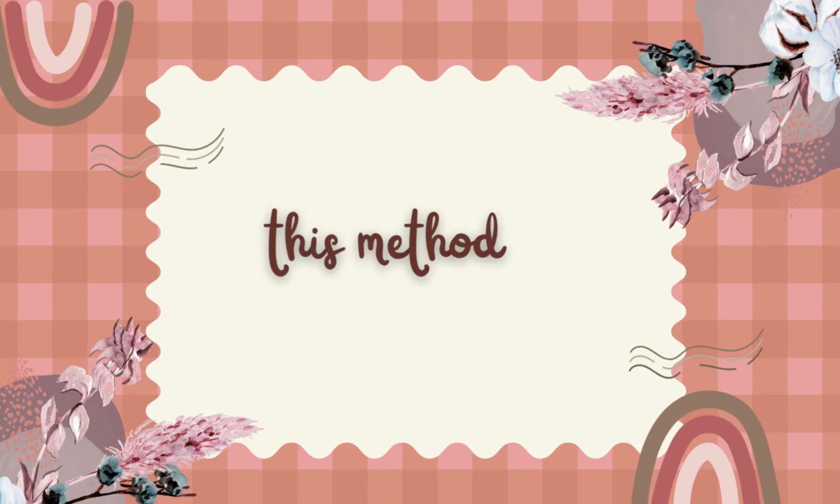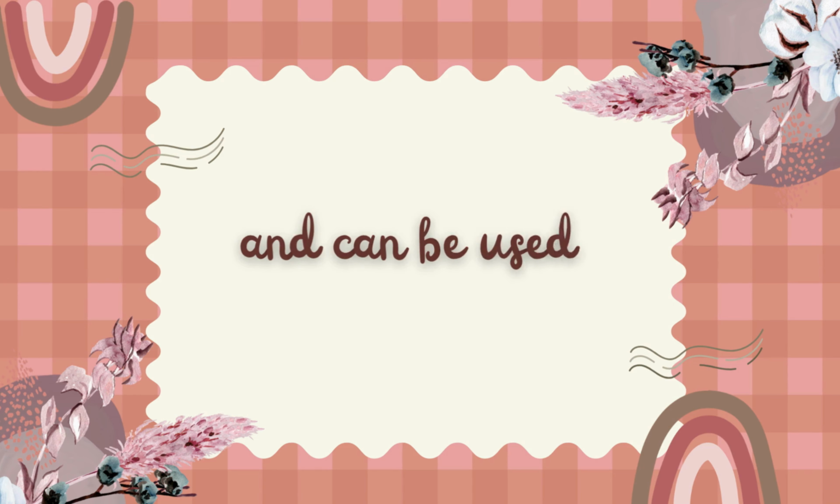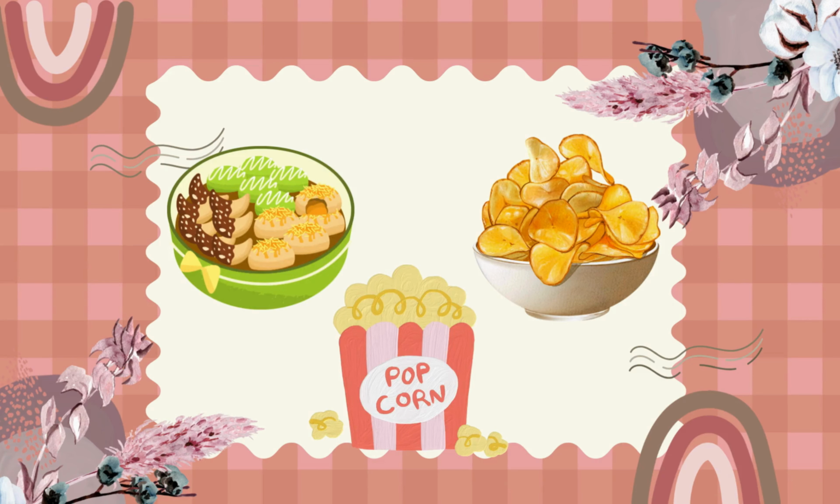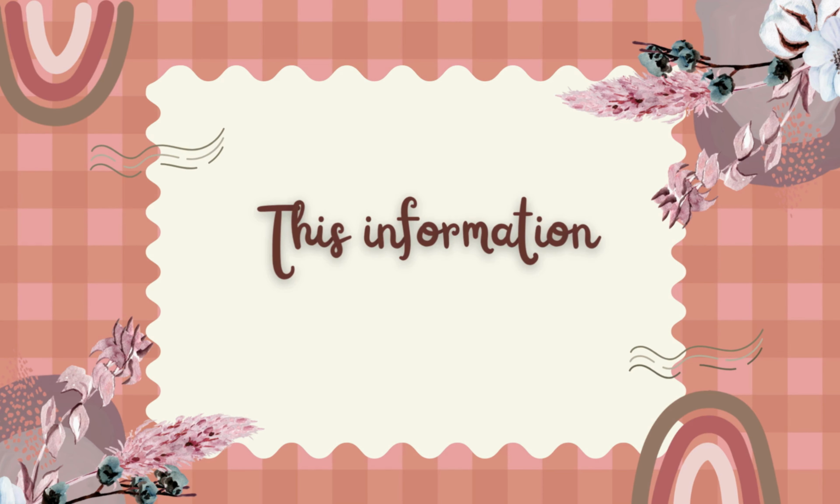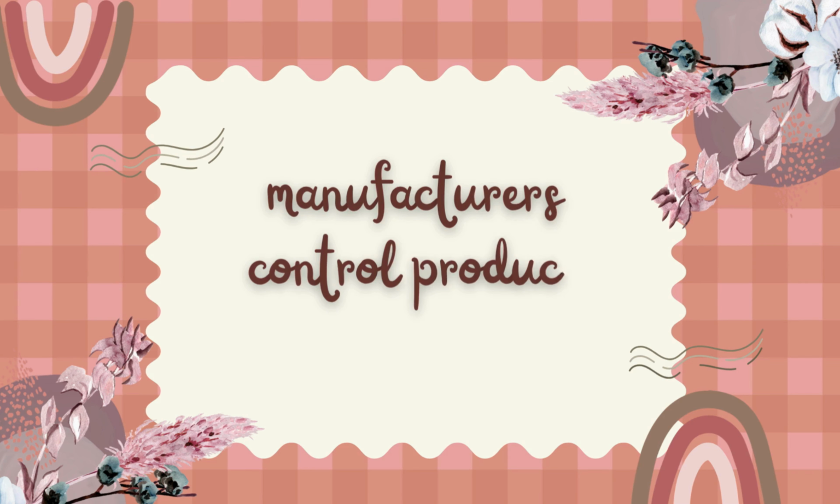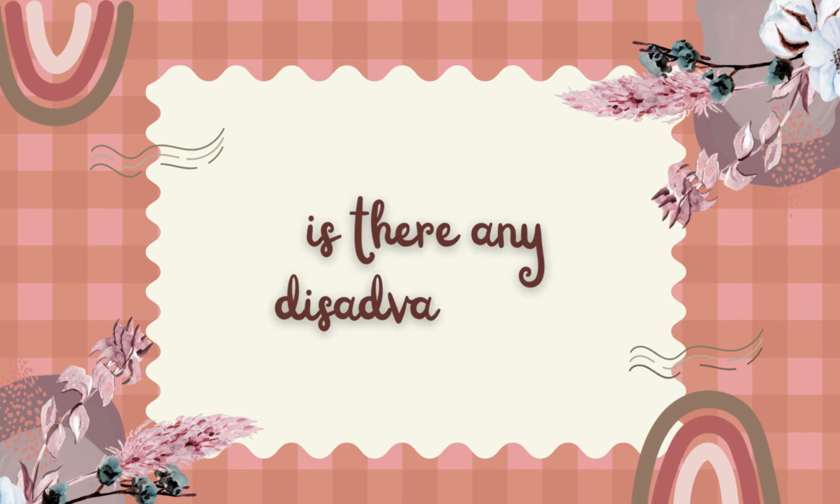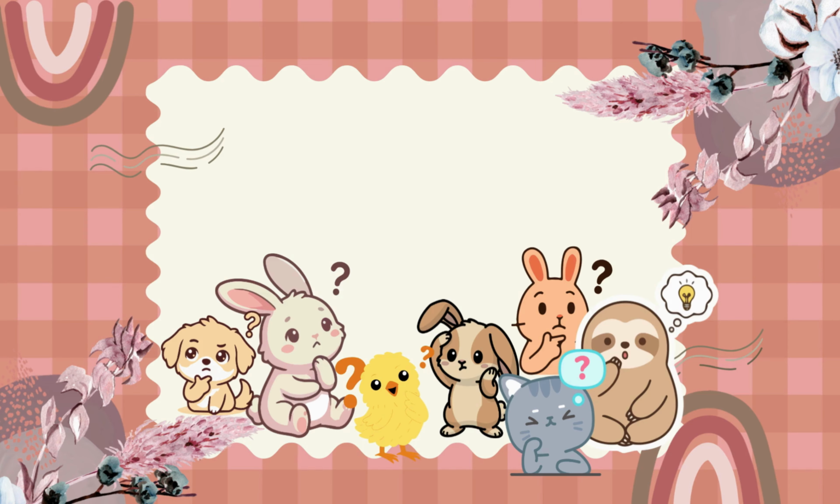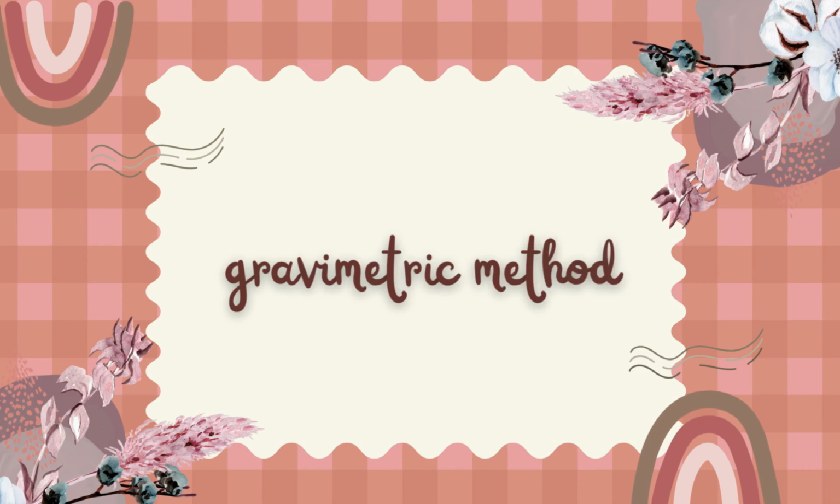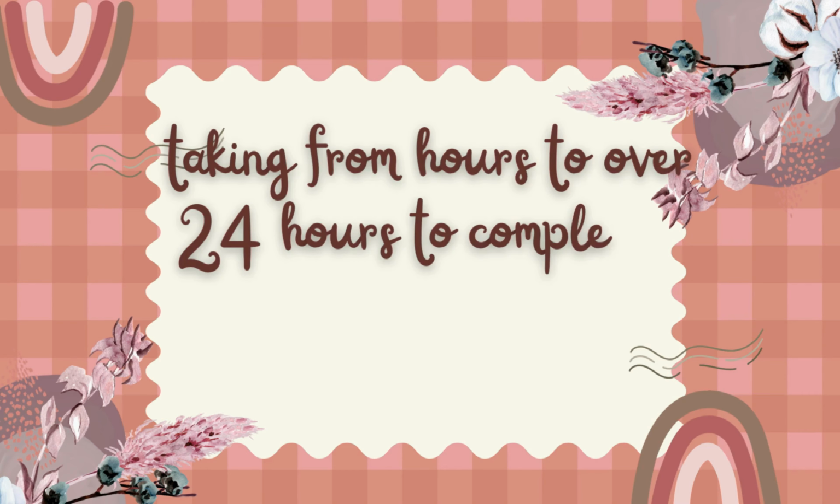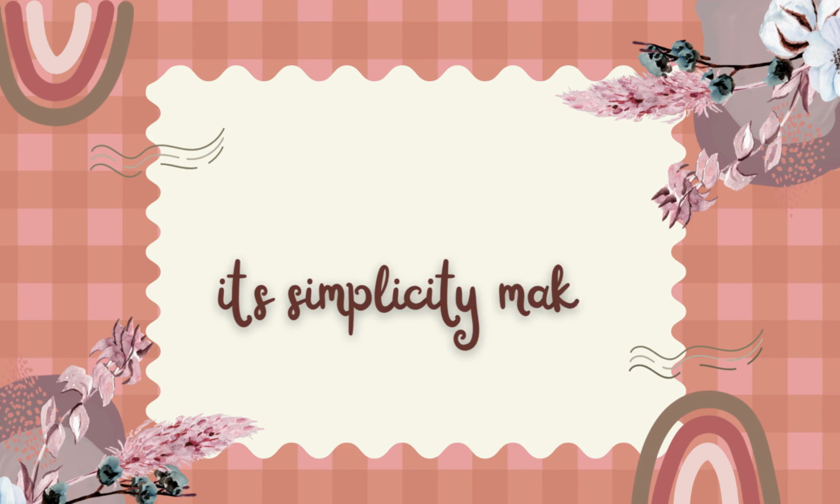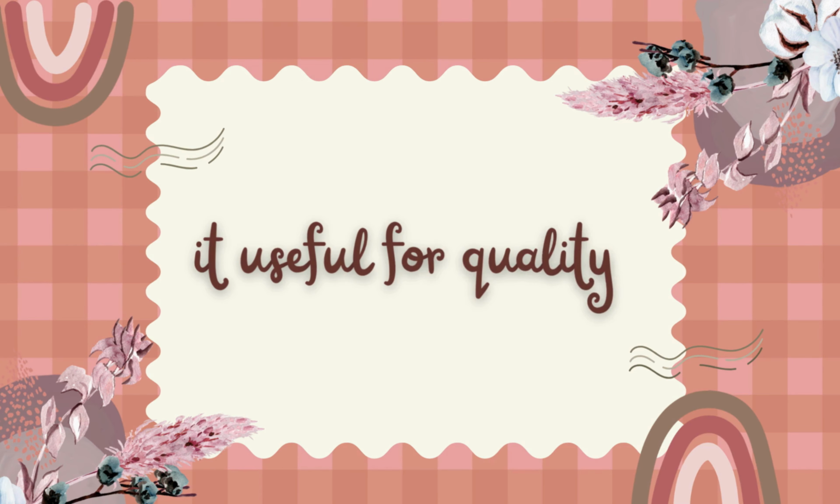Exactly. This method is versatile and can be used for a variety of different food products. This information helps manufacturers control product quality and ensure consistency. But, is there a disadvantage? Yes, the gravimetric method can be time-consuming, taking from hours to over 24 hours to complete. However, its simplicity makes it useful for quality control.